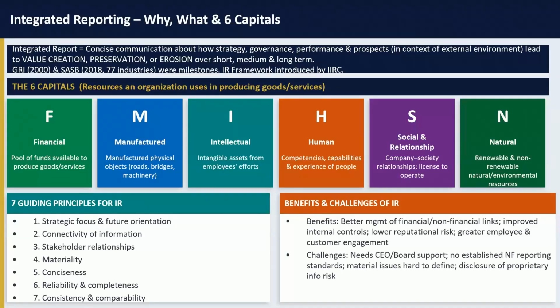So SASB, they thought that there are 77 industries and each of them will have different sustainability practices. So they gave them distinct rules and regulations for 77 industries for implementing this sustainability concept. And then we have the integrated reporting framework that also emerged, and it was introduced by IIRC.